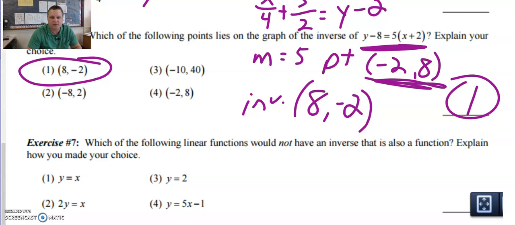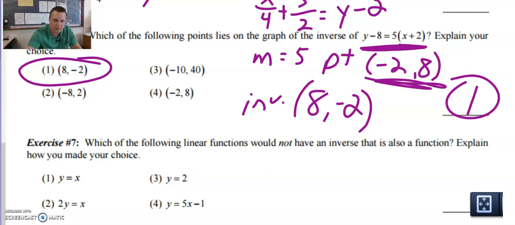Which of the following linear functions would not have an inverse that is also a function? Well, what we need here is a linear that fails the one-to-one function test. So remember your functions, y equals x, yes, one-to-one function. I'm not going to circle it because you might think that's the wrong one. So y equals x is good. 2y equals x, that's good, that's a line. Y equals 2, that is also a line, okay?